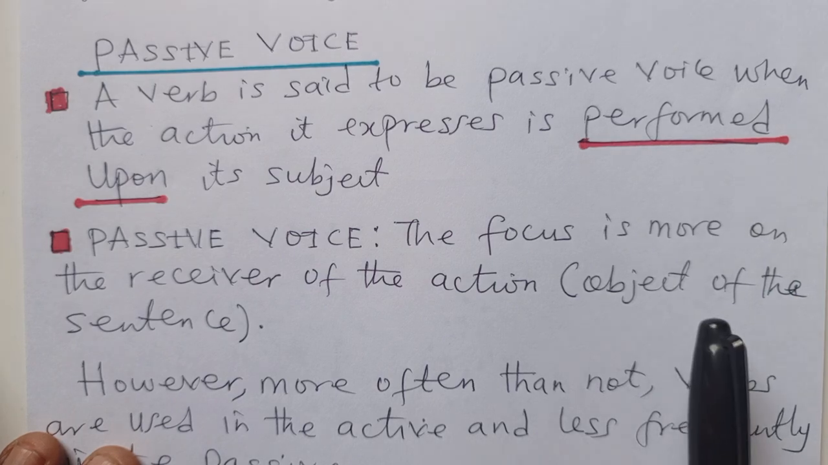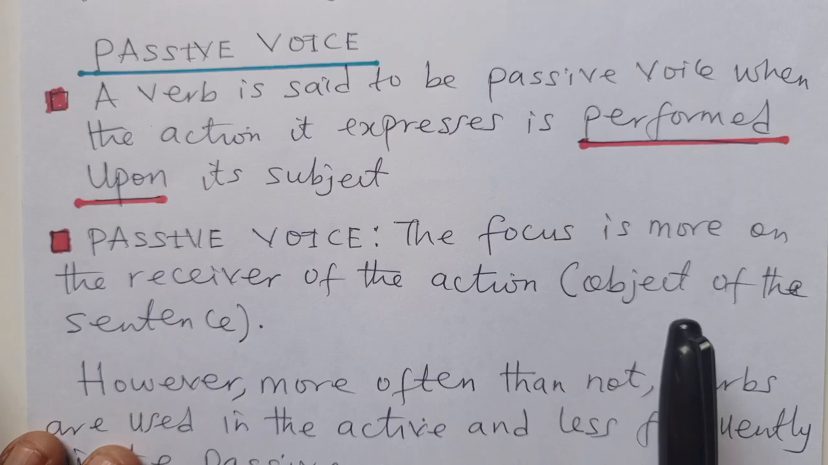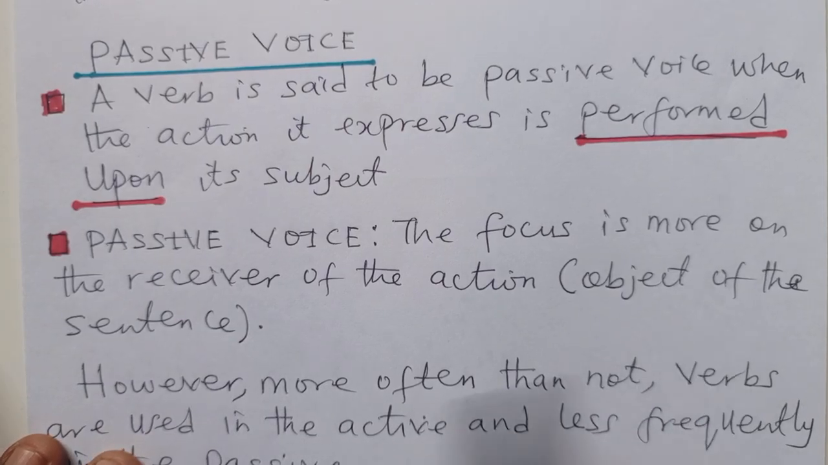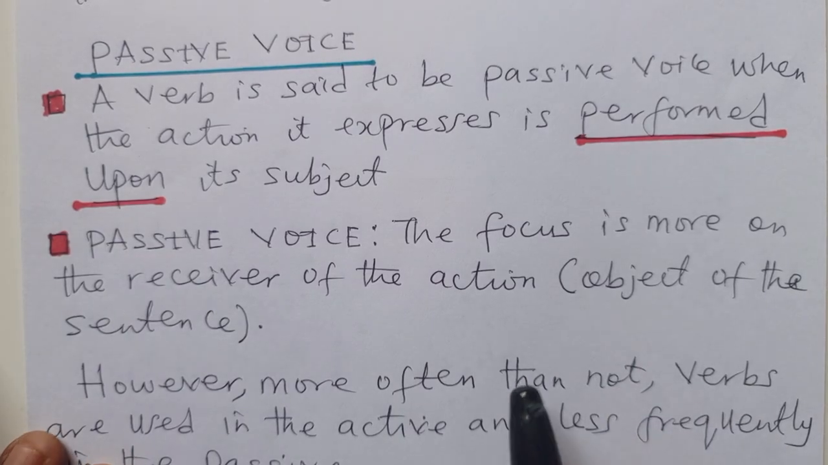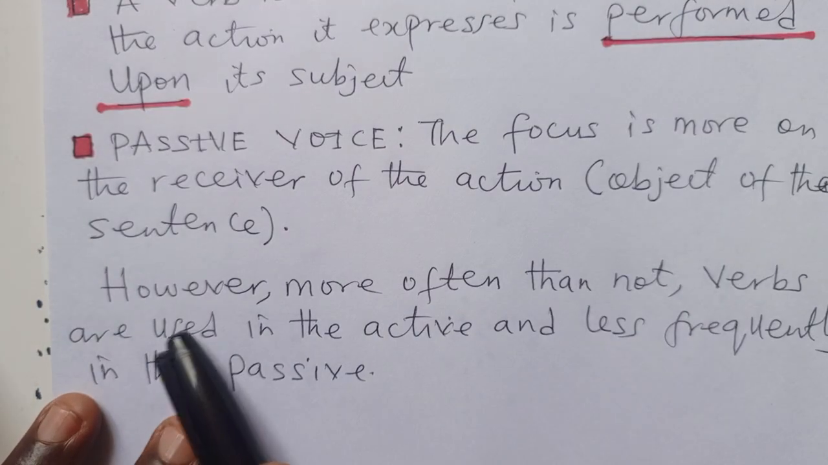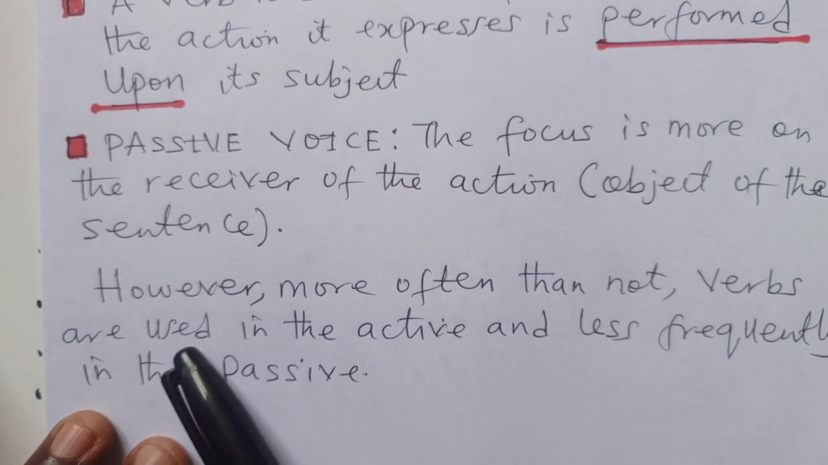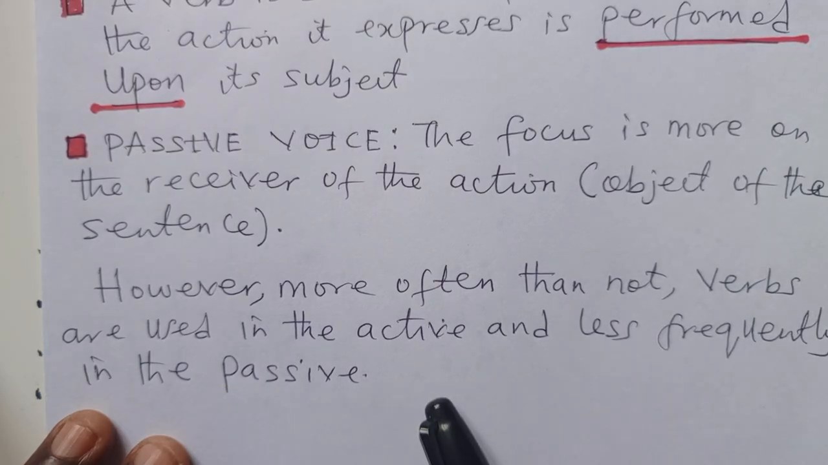Unlike active voice, the focus for active voice is on the subject of the sentence. Okay? That is, the subject is the person performing the action. But for the passive voice, the focus is on the object of the sentence. That is, the object is the inanimate or animate object that the subject is performing an action upon. All right. Now, more often than not, verbs are used in the active and less frequently in the passive. Okay.